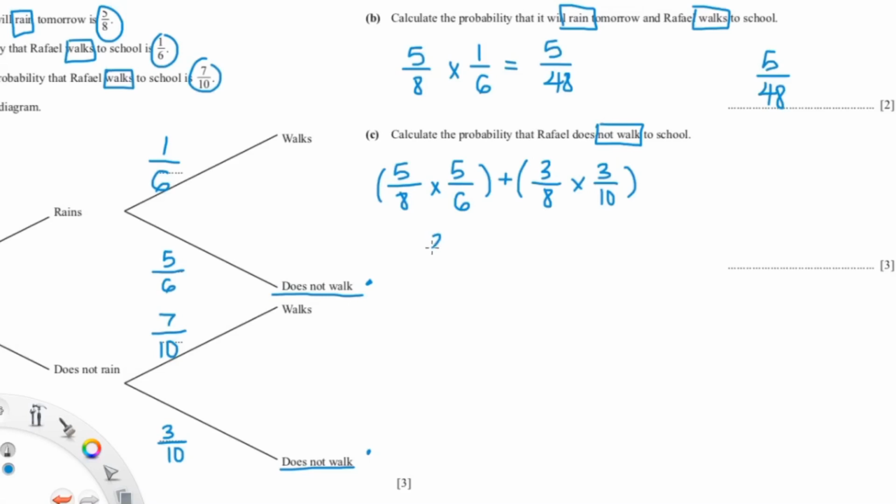So now we're going to multiply that. So that'll give me 25/48 plus 9/80. So that would give me a value of, let me just put that into my calculator. Okay, so that gave me a value of 19/30. So our final answer is 19/30.